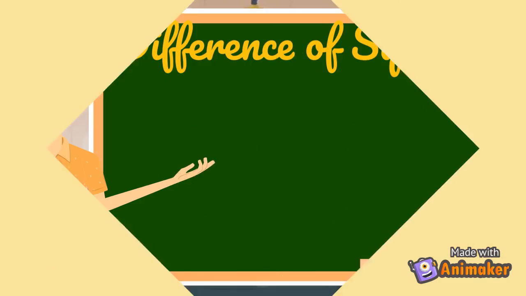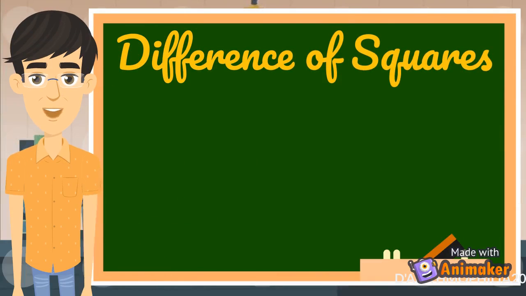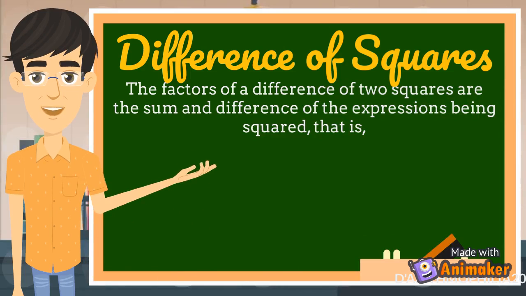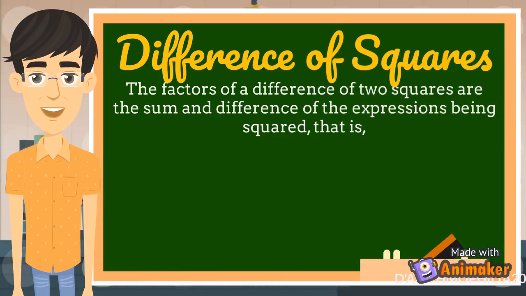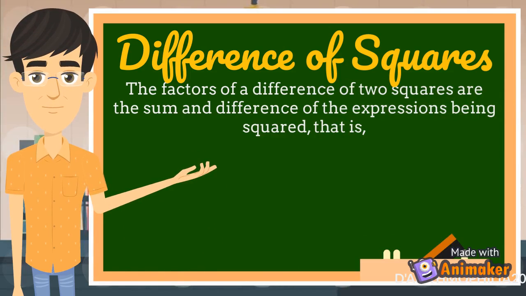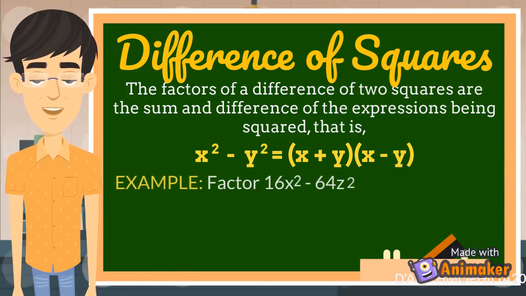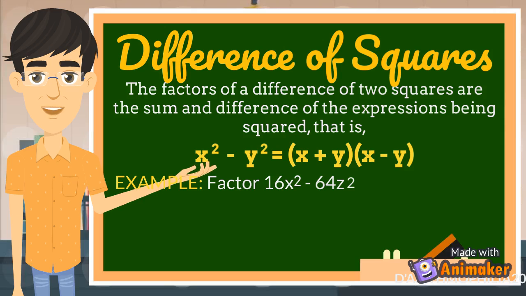The second technique we are going to discuss is the difference of squares. It states that the factors of a difference of two squares are the sum and difference of the expressions being squared, that is, in symbols, x squared minus y squared is equal to the quantity x plus y times the quantity x minus y. For example, let us factor 16x squared minus 64z squared.